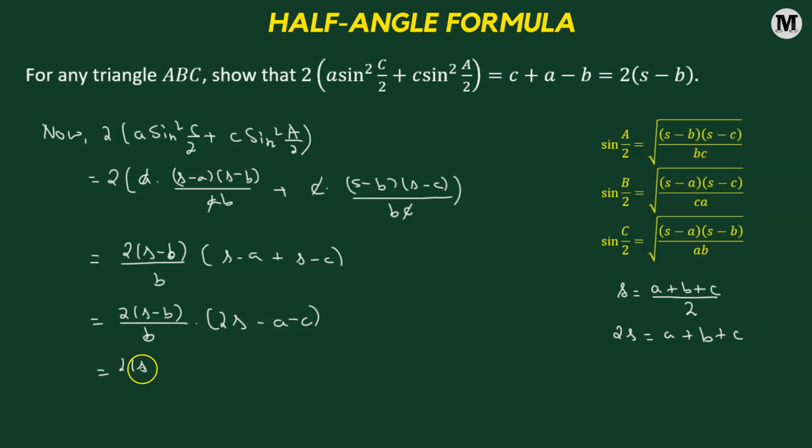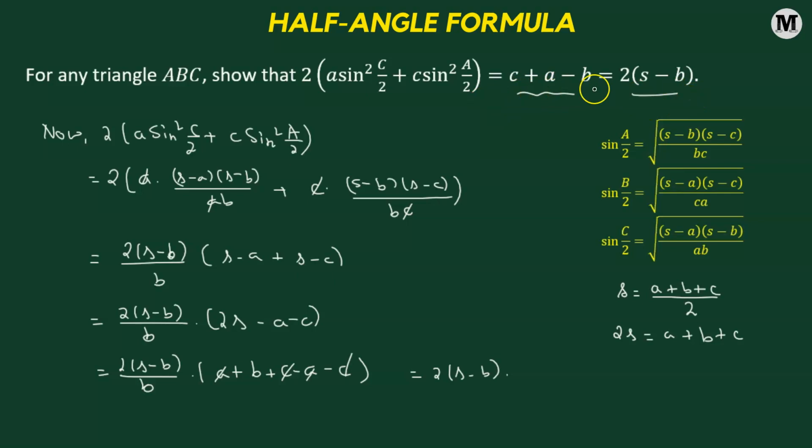Now 2s, that's a plus b plus c. We have 2 times (s minus b) over b multiplied by (a plus b plus c minus a minus c). So here we can cancel out a and c. That is only going to leave us with b, and this b is going to get cancelled with the b in the denominator, leaving us with only 2 times (s minus b). So here we have shown that 2 times a sine squared C over 2 plus c sine squared A over 2 equals 2 times (s minus b).